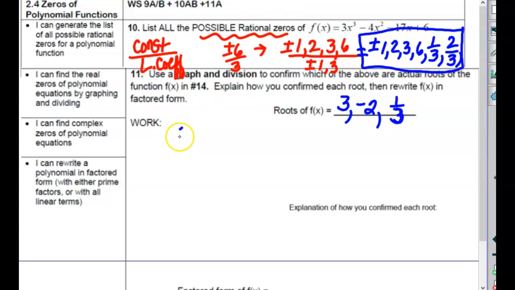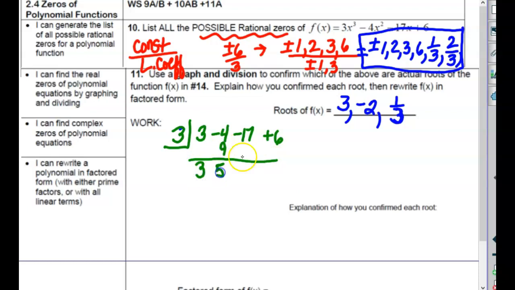All right, what do we want to put in first? Anybody care? The 3, okay. And it was 3x to the third minus 4x squared minus 17x plus 6. Okay. 3 times 3 is 9. Add is 5. Multiply is 15. Add is -2. Multiply is -6. Add is 0. And it's got to be 0 or we did something wrong. Then we do -2.